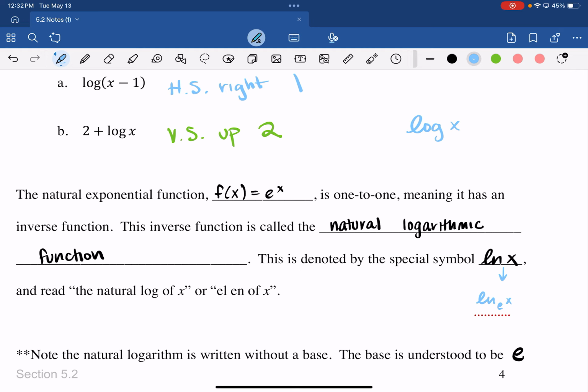We would say ln of x. That's how you would read this. ln of x, you know that it's really log base e of x. It all means the same. The most common one you'll see is this guy, though. That's why we wrote it in the blank.